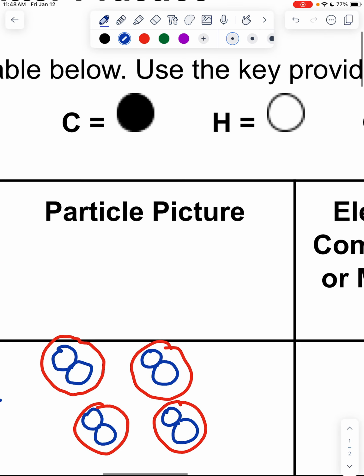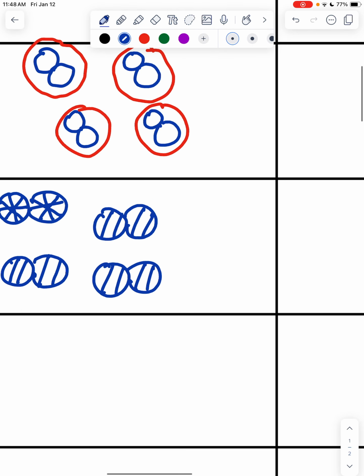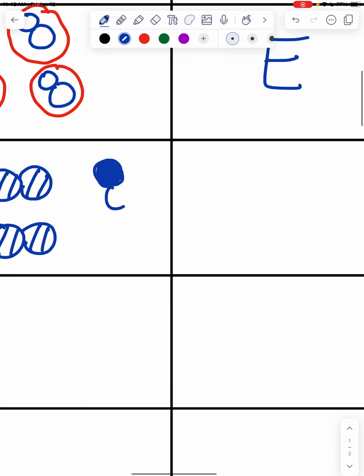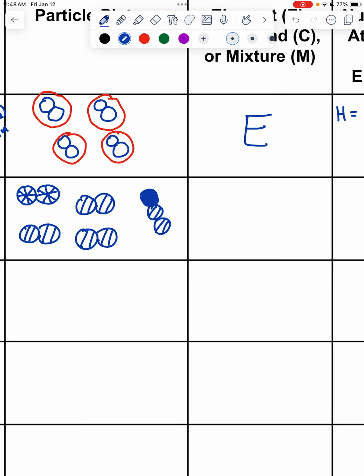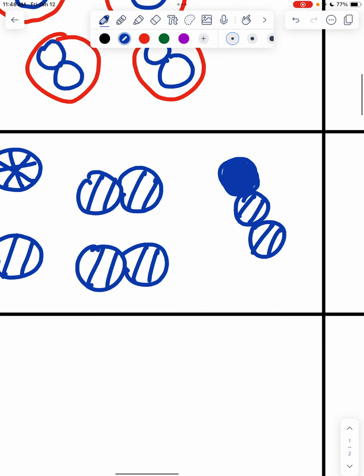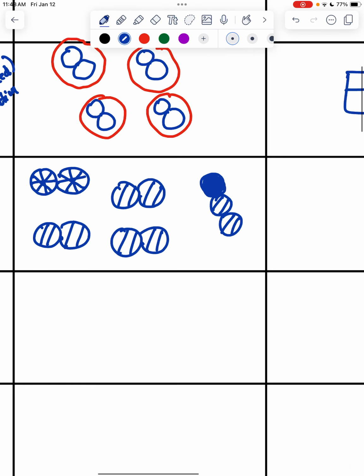Now the C's I have as the filled in circles. There's the C. And it is attached, we see here, it's touching. So it's attached to two O's. So we're just going to attach two O's to that, right? And there's no coefficient. There's no big number out in front of the CO2, which means that there's only one. All right, and there we go.